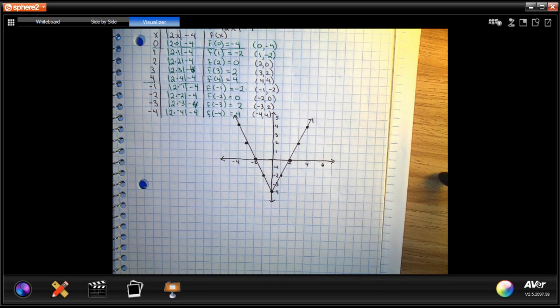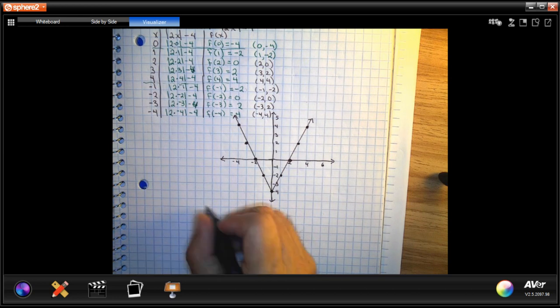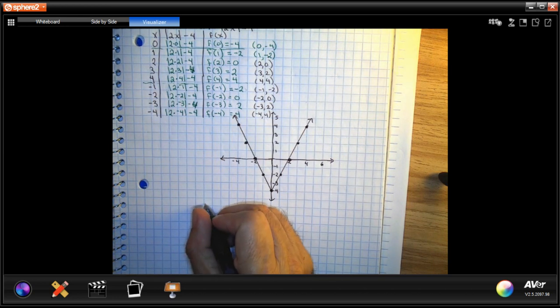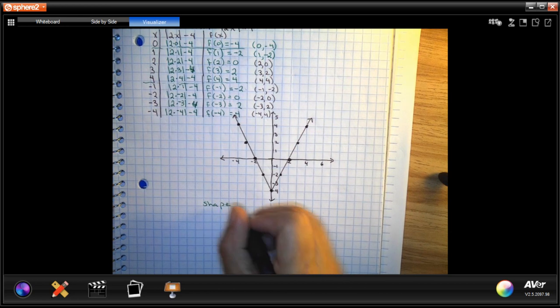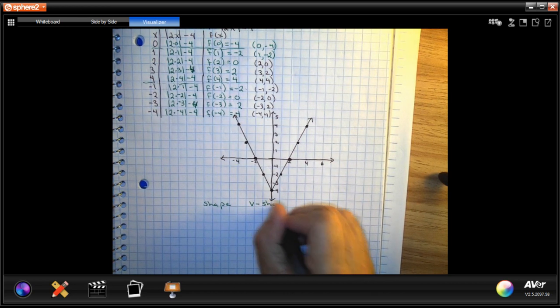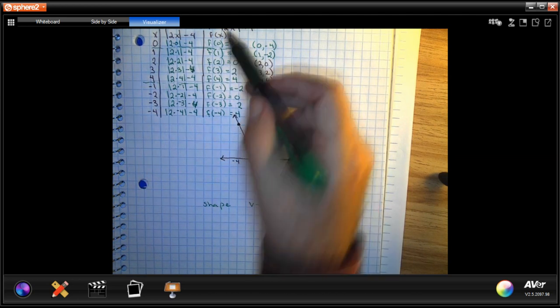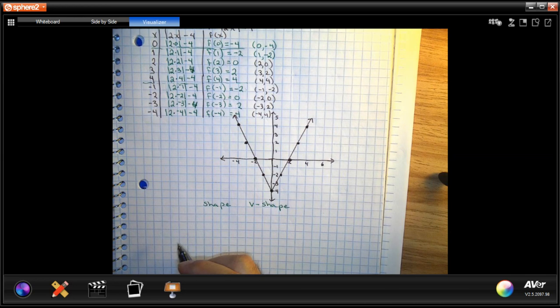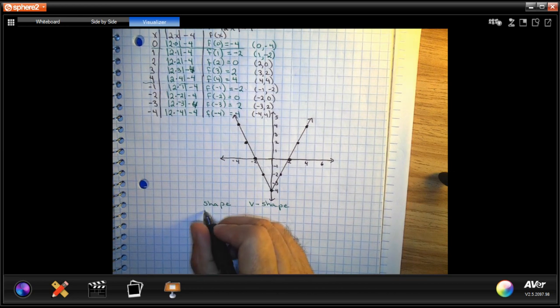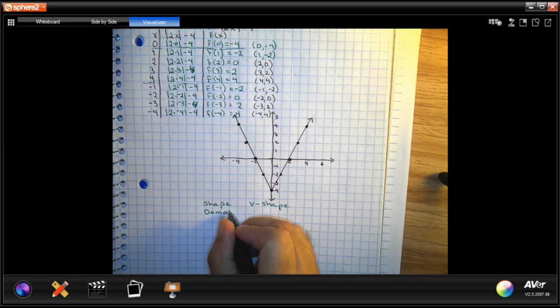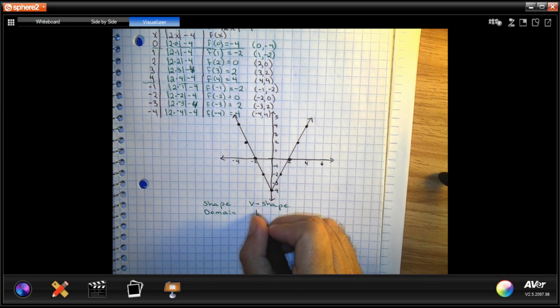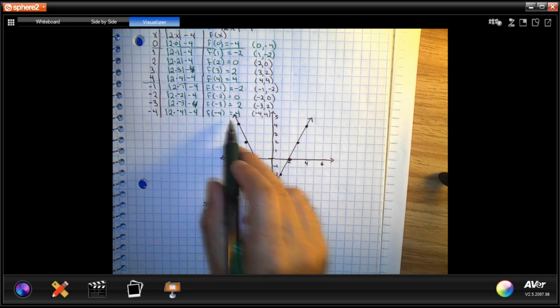So let's describe its shape. The shape of this graph is in the form of a V, just like our previous absolute value function, the parent function of absolute value functions. Our domain, the x values, are all real numbers, from negative infinity to positive infinity.